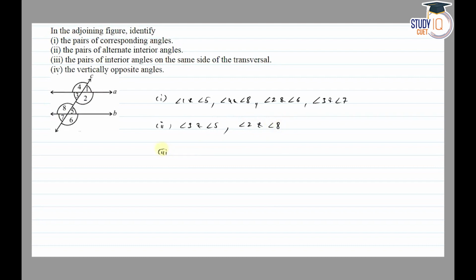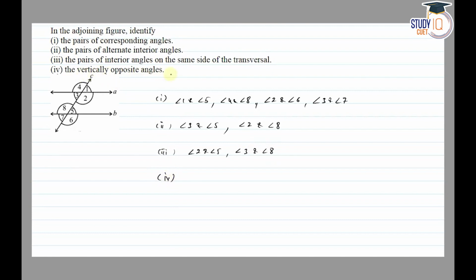Then third, the pair of interior angles on the same side of transversal. So they got interior 2 5 and 3 8. So angle 2 and 5, angle 3 and 8. इनका सम होता है, ये सप्लीमेंट्री होते हैं. So sum of these angles are 180 degree.